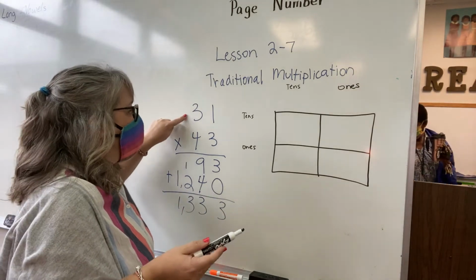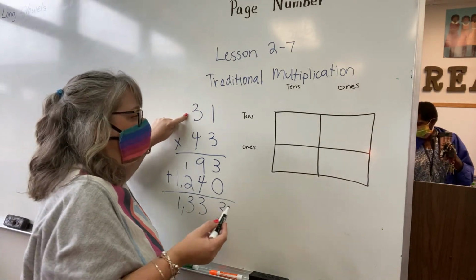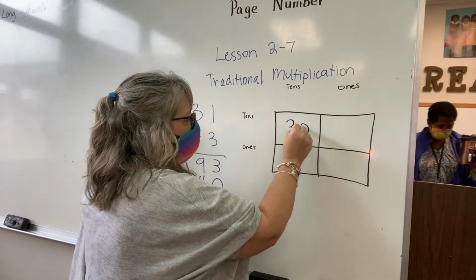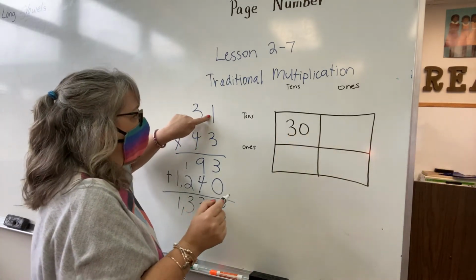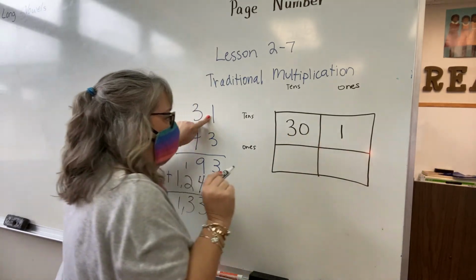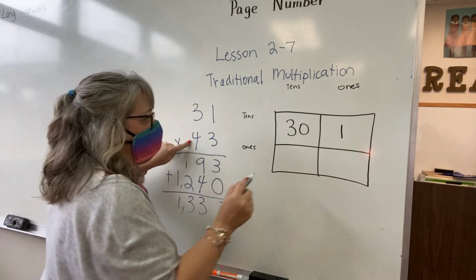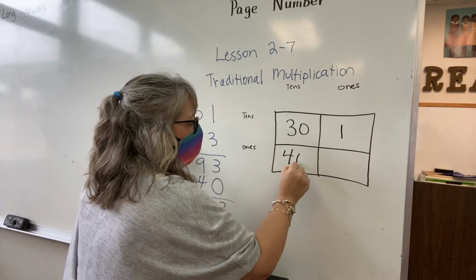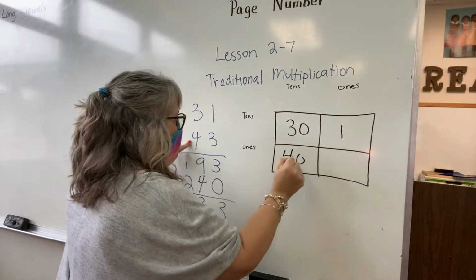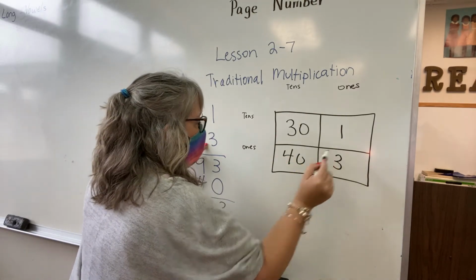So we're going to put a 3. So this is worth 30. So we're going to put 30 in the tens place. And that's just worth 1 in the ones place. The 4 is worth 40. So here's our tens place. And the 3 is worth 3.